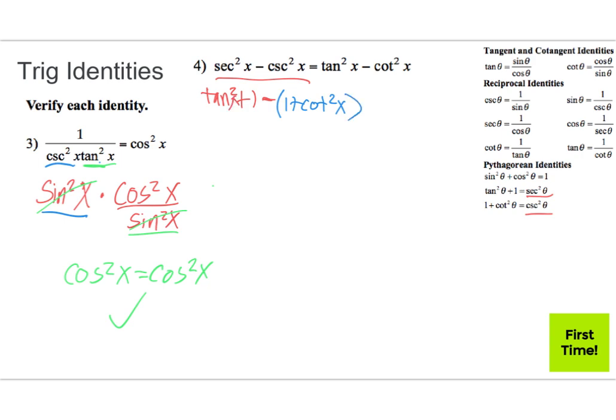Bad tangent there. Okay. So I've got plus 1 and minus 1. Those cancel out. Just tangent squared. And then we're minusing from that cotangent squared, which is what we're trying to get here. So at that point, we are done.